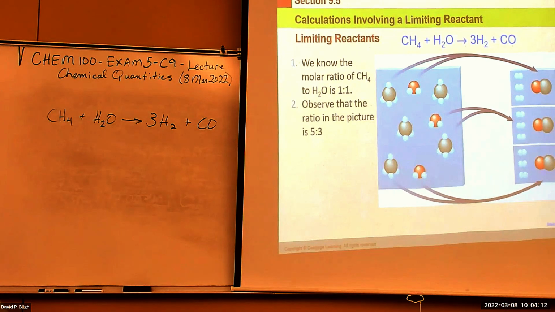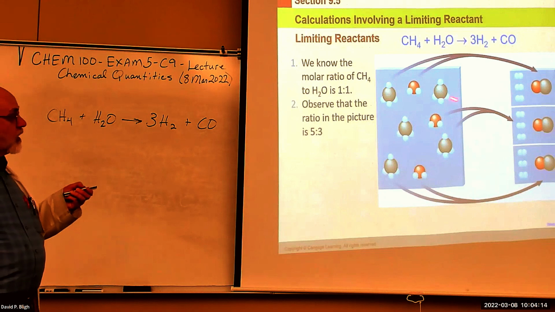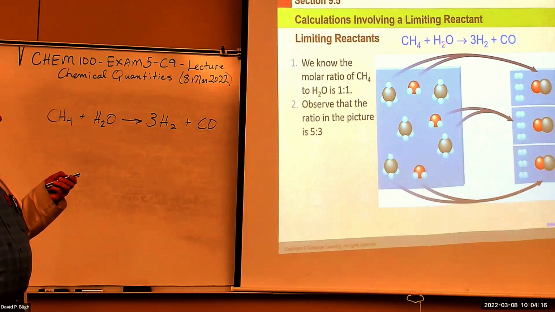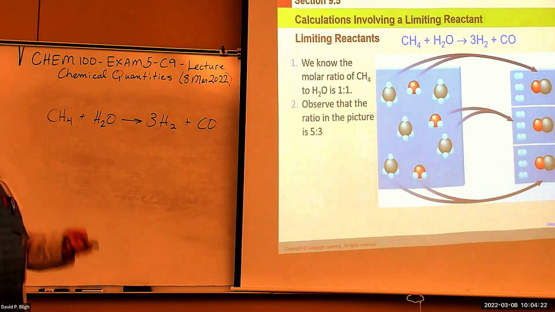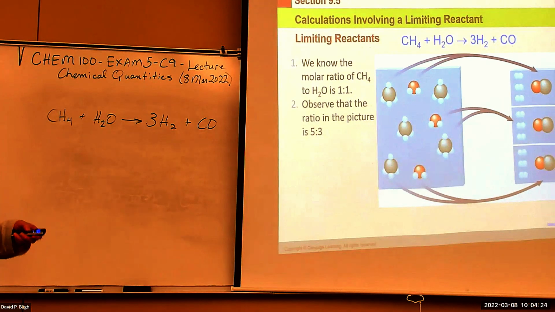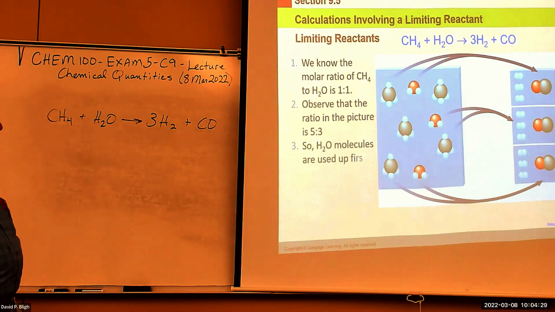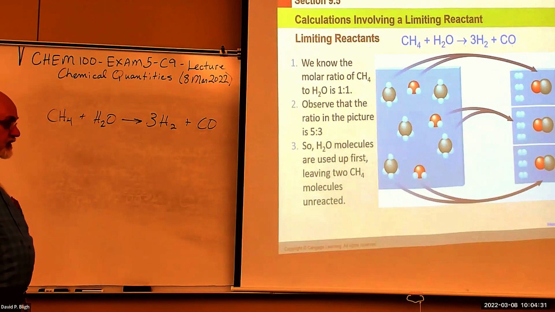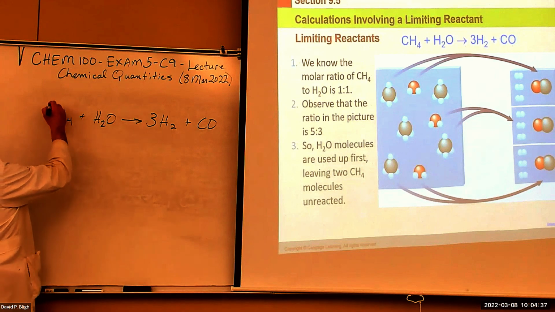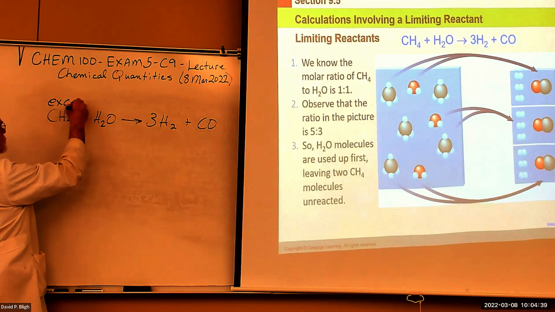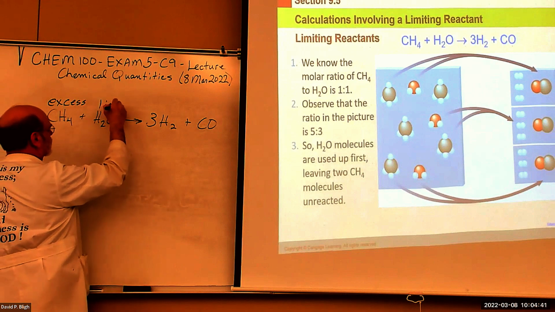Well, that's another way to look at it too. The ratio of methane to water needs to be 1 to 1, right? 1, 2, 3, 4, 5. 5 to 3 is not 1 to 1. So we know that's not stoichiometric. Water's used up first, means it's limiting. Methane is left over, it's excess. And limiting.